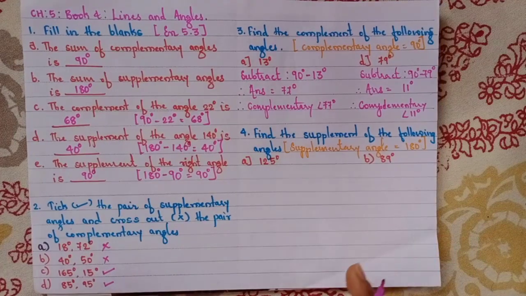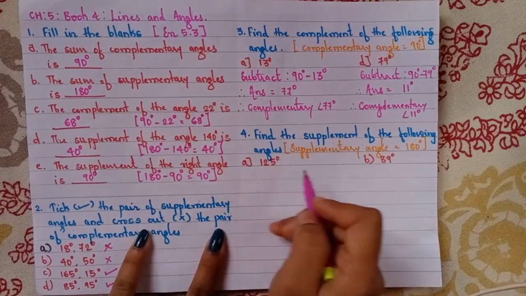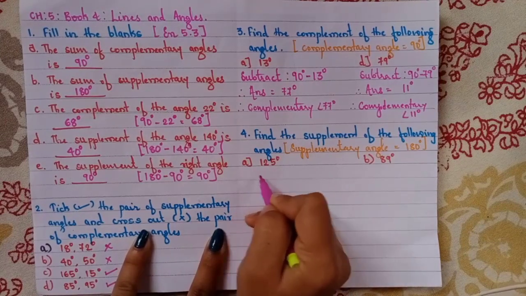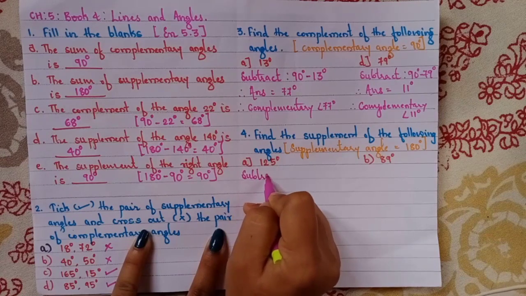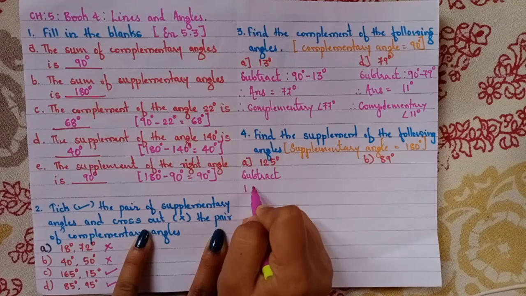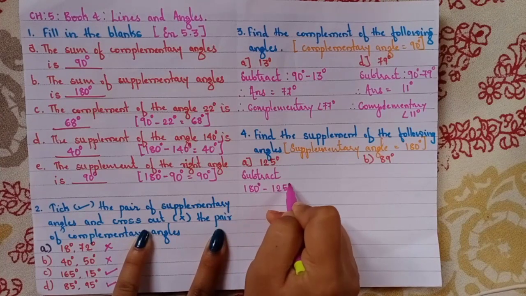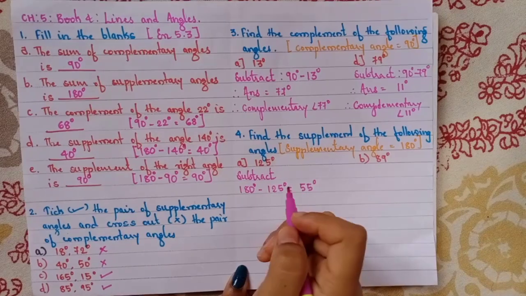Similarly we have to find the supplementary angle. Find the supplement of the following angle. Supplementary angle means it should make the total of 180 degrees. So let's do that. To make the total of 180 degrees, what do we have to do? Again here also the key is subtract. Subtract 180 degrees minus 125 degrees, which makes the difference of 55 degrees.